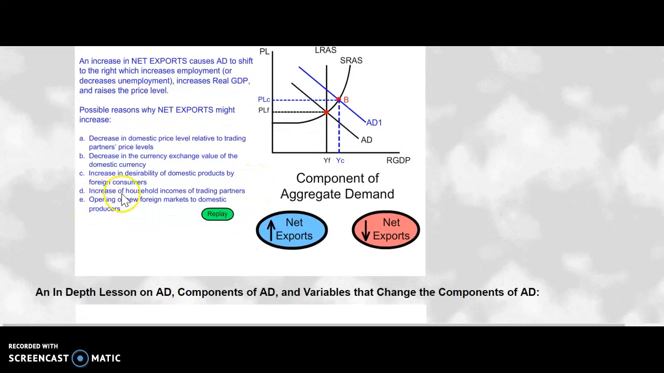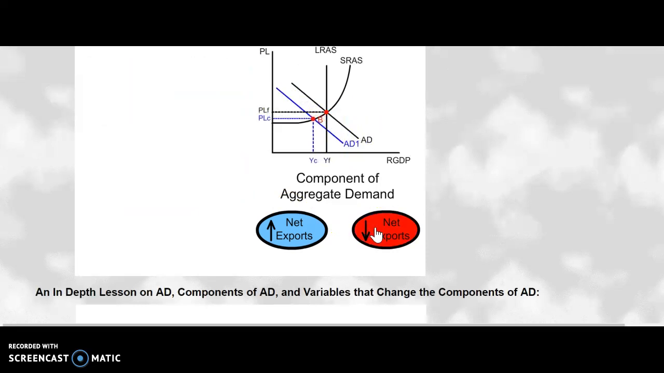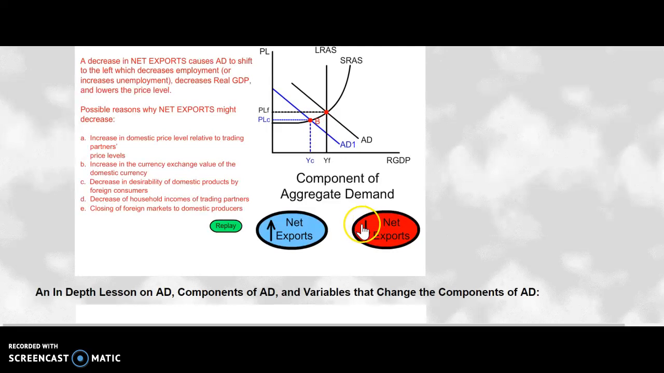Oh, this is a big one. Increase in household incomes of foreign countries, right? So if people in Europe, people in Japan, if they're making more money now, we assume that they're going to buy more of everything. So they'll buy more stuff where they live at home, but they also might purchase more from us. And so therefore exports would go up. Okay, and don't worry about E. And here's the opposite. So that is an example of all the different things that could cause aggregate demand to increase or decrease.